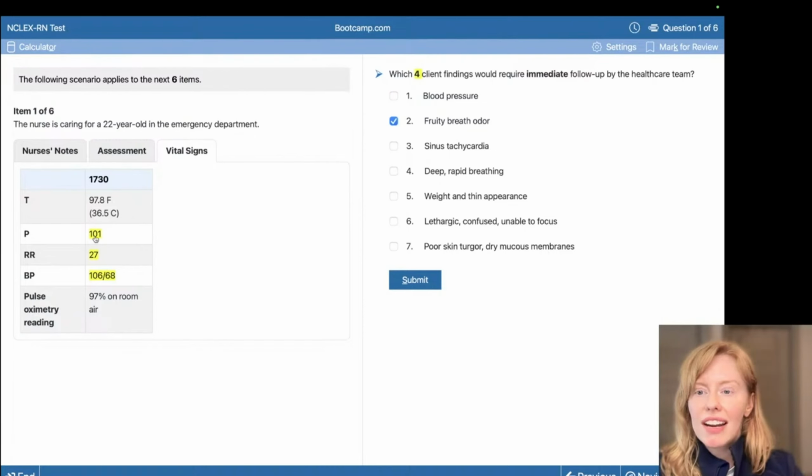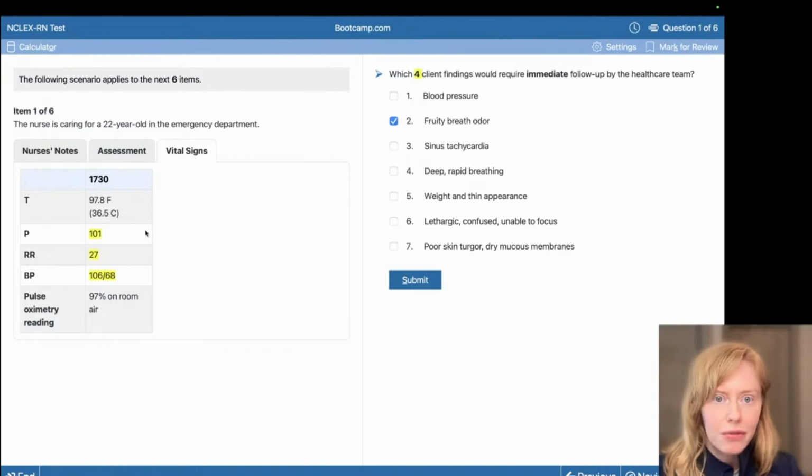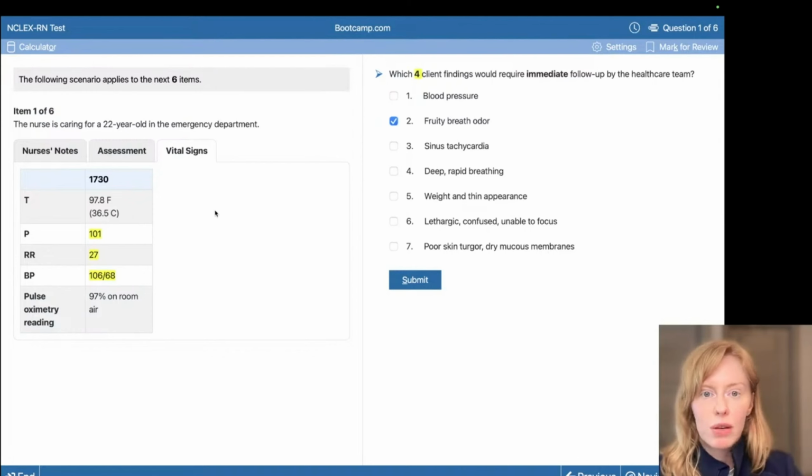Sinus tachycardia, pulse is 101. It's not a ventricular fibrillation or PVCs or anything that would be really scary. So I'm going to hang on to that one. It might be a problem, might not. Deep rapid breathing, yes. So that is also going to be connected to this fruity breath odor. We're seeing some type of potential compensation by the respiratory system. And I'm seeing a lot of you guys are guessing 2, 4, 6, and 7. Melanie says 2, 4, 6, 7 for sure. So I like Melanie's confidence.